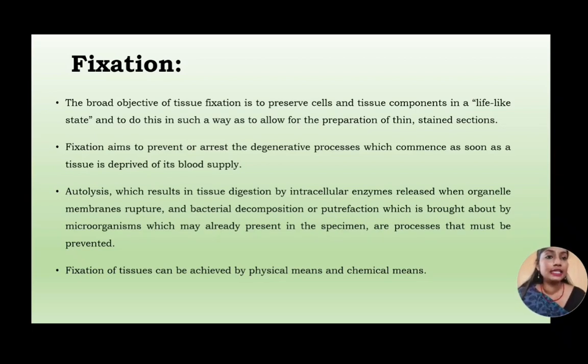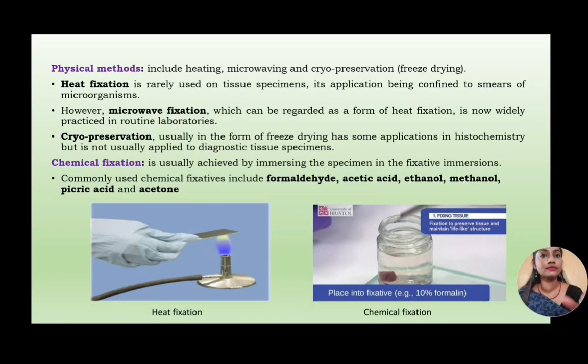What happens is basically autolysis begins, that is the tissue gets digested by the intracellular enzymes when the organelles' membranes get ruptured. So it can also lead to bacterial decomposition, and so in order to prevent these processes we have to do fixation. The fixation of the tissue can be achieved by 2 means, one by physical means, other one by chemical means. So the first one is physical methods of fixation. It includes heating, microwaving and cryopreservation.